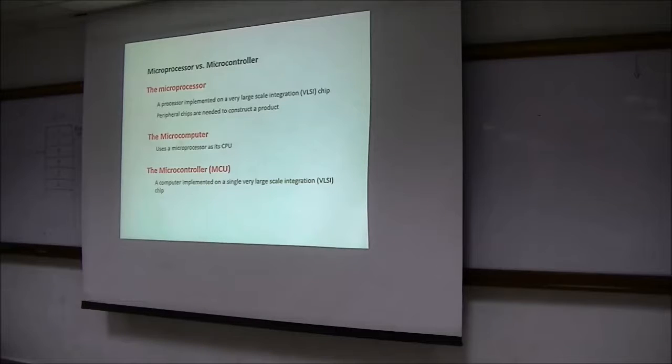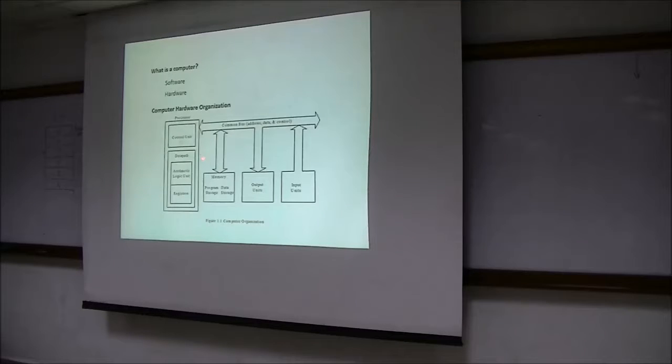Microprocessor is just a chip. Microcomputer means it uses the chip as its processor. And then you have this term microcontroller, MCU, microcontroller unit. Now this is a computer implemented on a very large scale integration (VLSI) chip. Can you see the difference between this one and this one? On a VLSI chip, you only implement this one only, whereas for a microcontroller unit, this whole thing you implement on one chip.